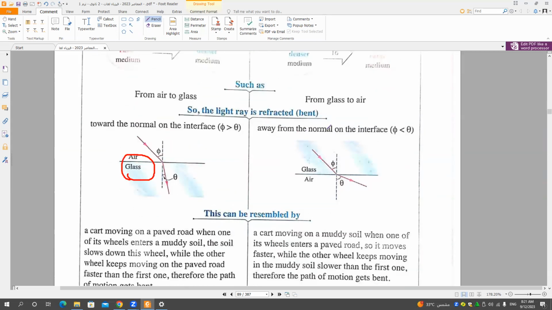Second type, away from the normal on the interface: phi is less than theta, from glass to air.